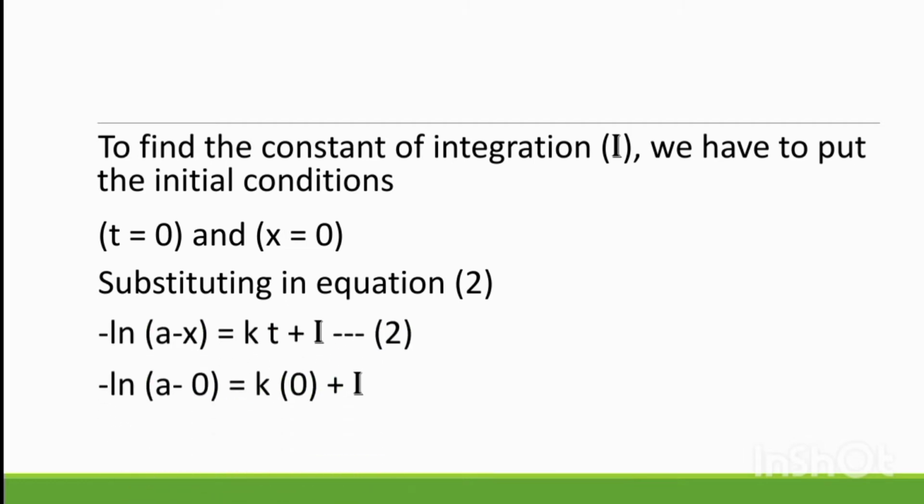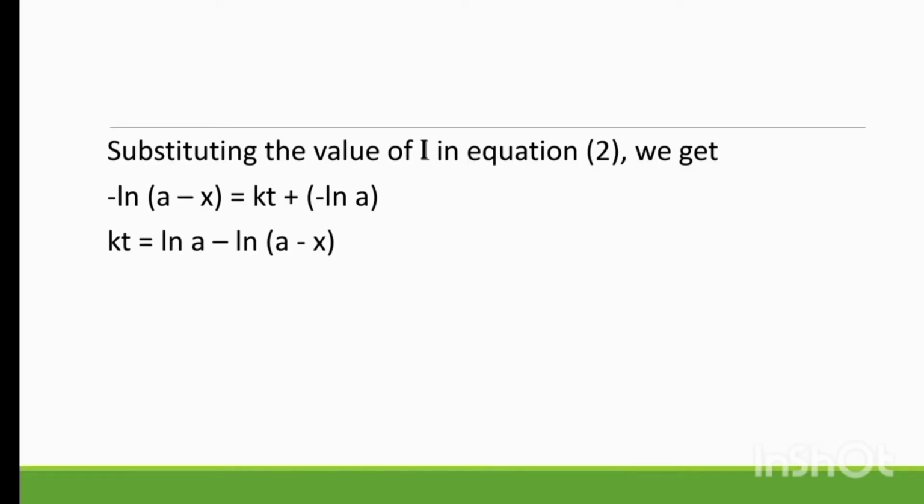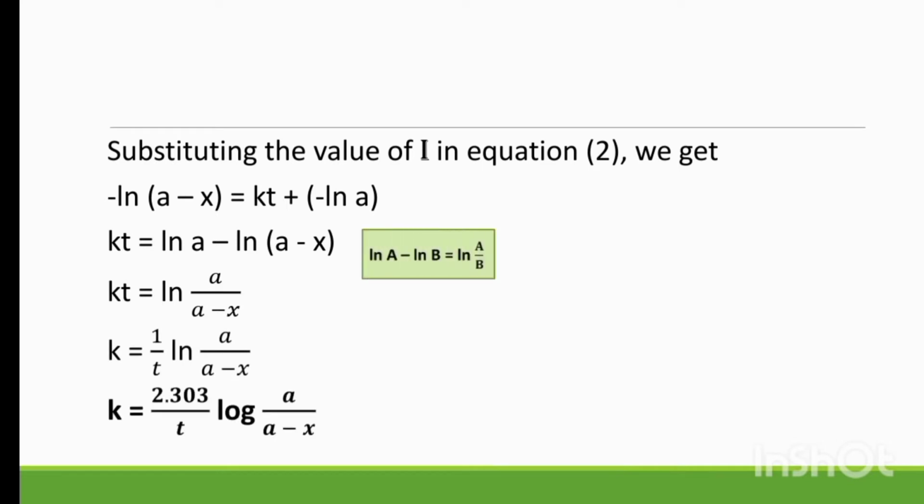Substituting these initial conditions in equation 2 and solving, we get I is equal to minus ln A. Substituting the value of I in equation 2, we get minus ln A minus x is equal to kt plus I. Instead of I, we put minus ln A. By using the formula in the box, we get kt is equal to ln A upon A minus x.